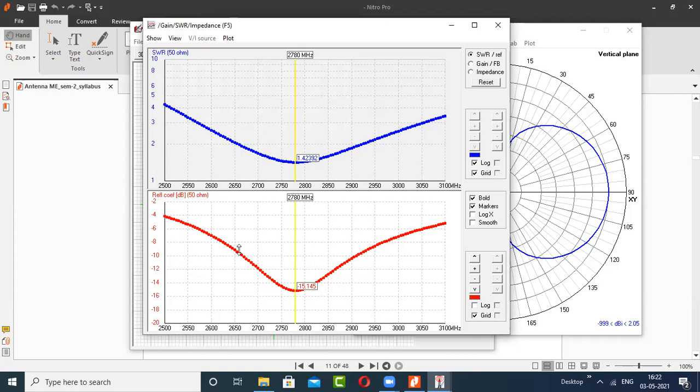So what you have got? Resonant frequency you have got, bandwidth you have got. So two parameters you have got. Once you have given the radius, for 0.25 radius, the antenna resonates at 2.78 gigahertz. Its bandwidth you have got, for frequency 2.665 gigahertz and frequency 2.915 gigahertz. Bandwidth is the difference of these two: higher frequency minus lower frequency.